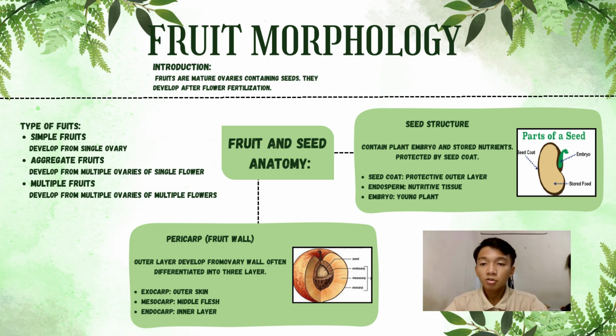Seeds also contain the embryo and stored nutrients. They are protected by the seed coat, and inside the seed are endosperm for food storage and the embryo, which grows into a new plant. That's all from me. Thank you.